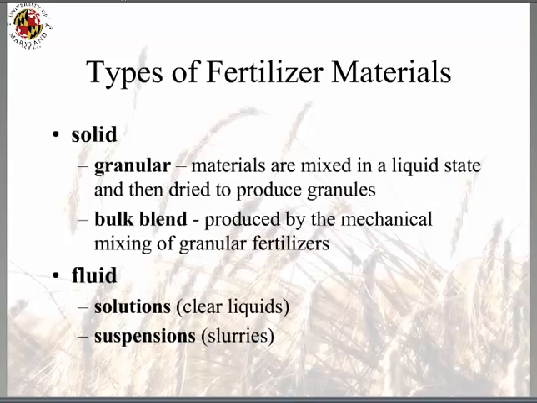In terms of types of materials that are out there, there's both solids and fluid or liquid. The solids can be one of several groups. First of all, they can be granular, and that's when the fertilizer materials were mixed together in a liquid state before the material was dried. So every granule has the mixture of nutrients. Okay? Another option, and I'm not sure how widespread it is here, is bulk blend, and that's produced by just physically mixing fertilizer materials to get the fertilizer guarantee you want. Again, I'm not sure. I know there's bulk blending going on in Garrett County, but I don't know how widespread it is east of Garrett County.